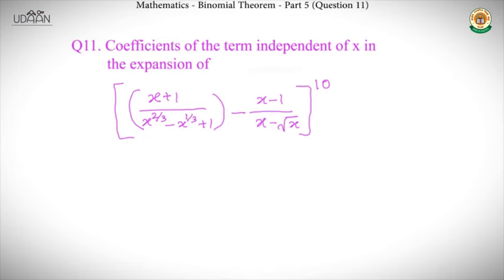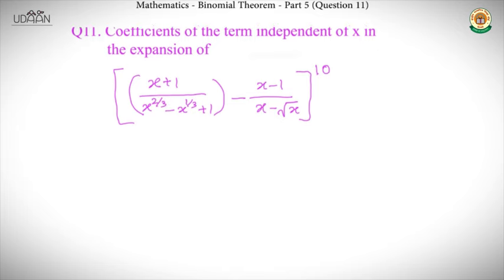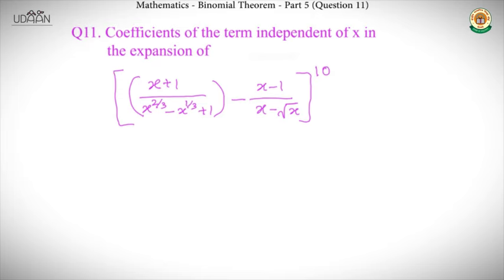Let's take a look at the 11th question, guys. It says: find the coefficient of the term independent of x in the expansion of the given expression. The given expression is a bit complicated, so there's nothing to worry about. How can we simplify this equation?